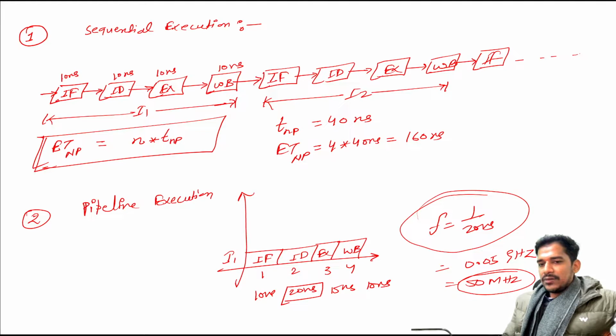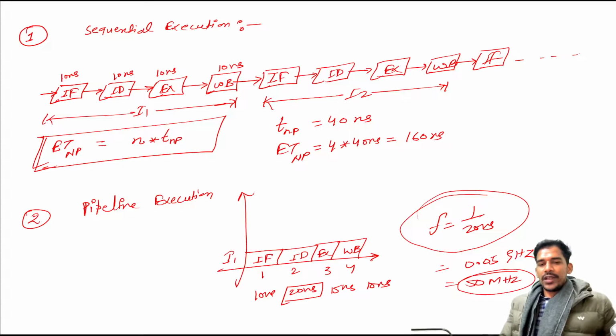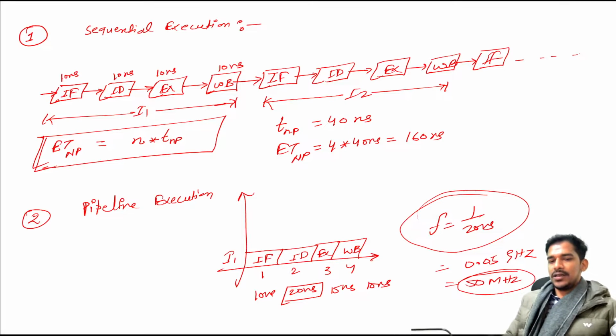So clock frequency will be set according to the maximum, or you can say the slowest unit of the pipelining. So this is the slowest unit of the pipeline. According to this we will set the clock, right?